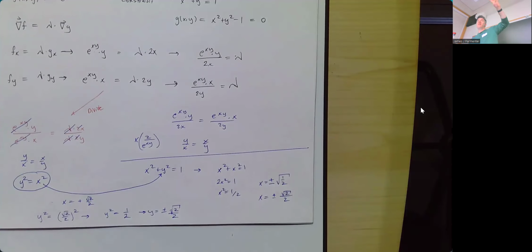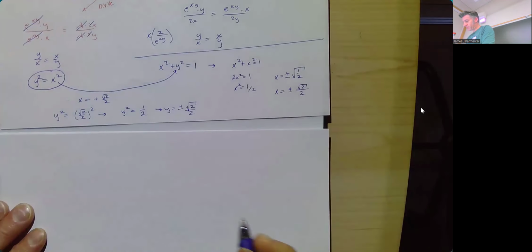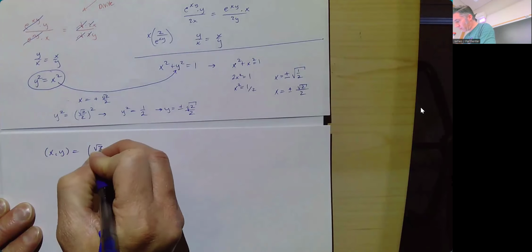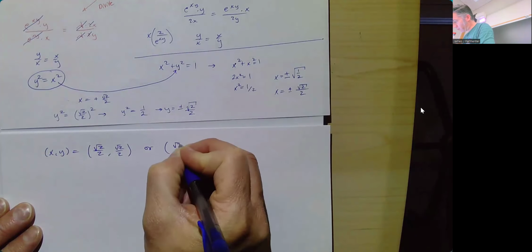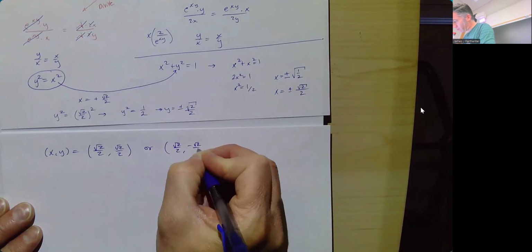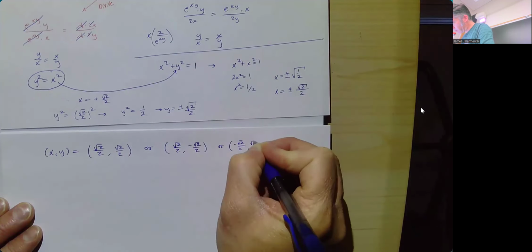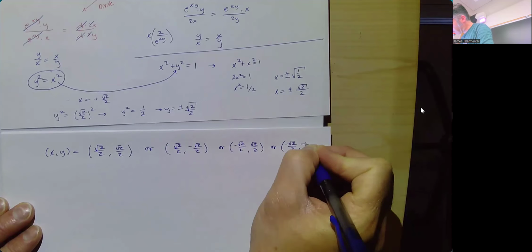So there are actually 4 critical points here. There are 4 values that satisfy the situation. So we get x comma y equal to root 2 over 2 comma root 2 over 2, or root 2 over 2 comma negative root 2 over 2, or negative root 2 over 2 comma root 2 over 2, or negative root 2 over 2 comma negative root 2 over 2.